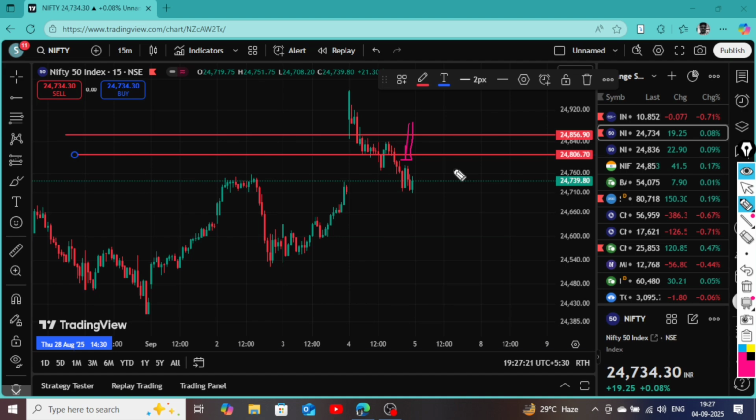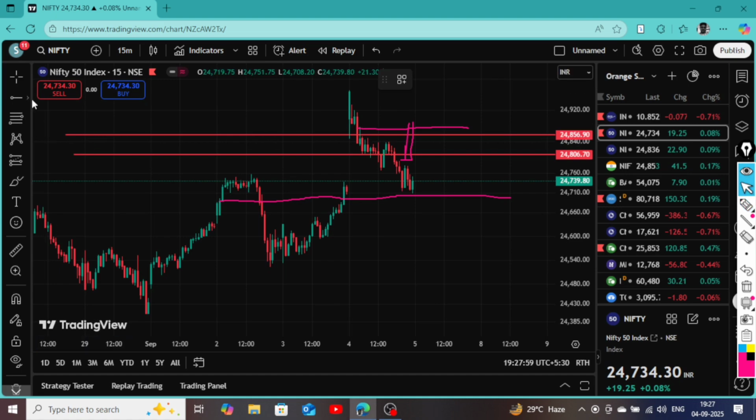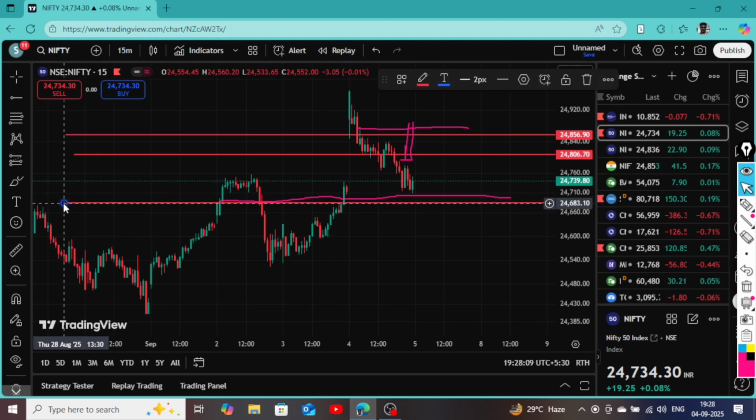In that case, our stop loss will be 50 to 60 points. That means this area will be our stop loss, and the target is 100 to 120 points. If we enter at 24,800, then our target will be near this zone, 24,680. This is called liquidity sweep. Price action with liquidity. This is our target area.